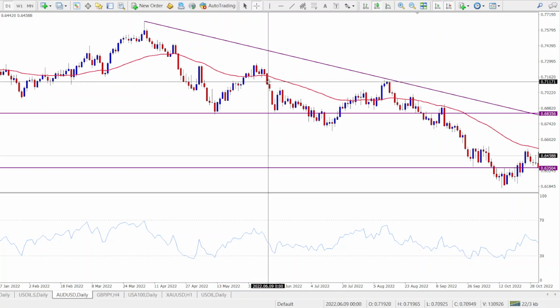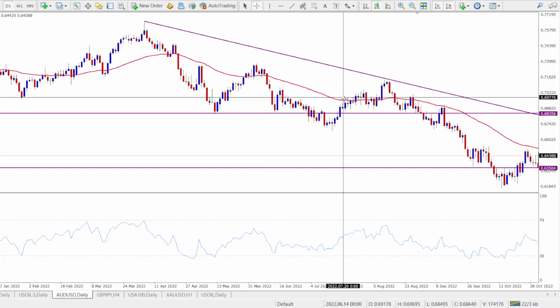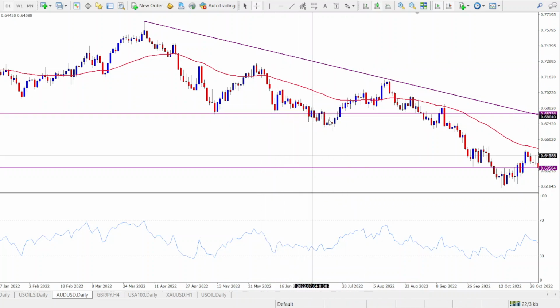So we could have considered entering the sell around here, and for a tight stop loss, you can just hit above the newly formed high, and then you can still take your profit at the nearest support zone.